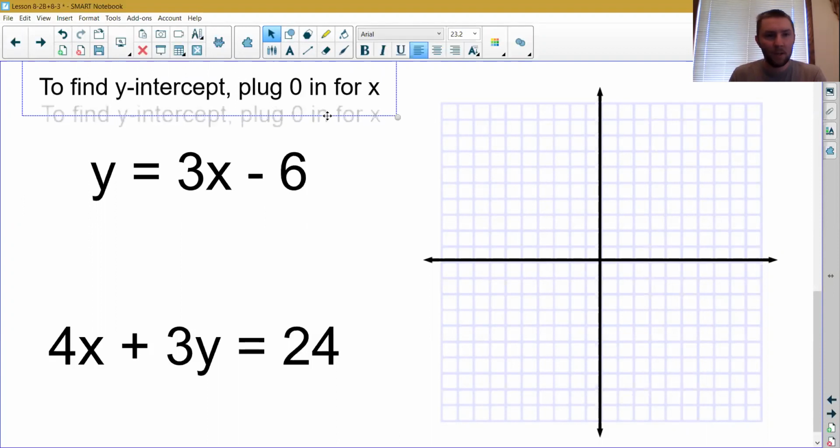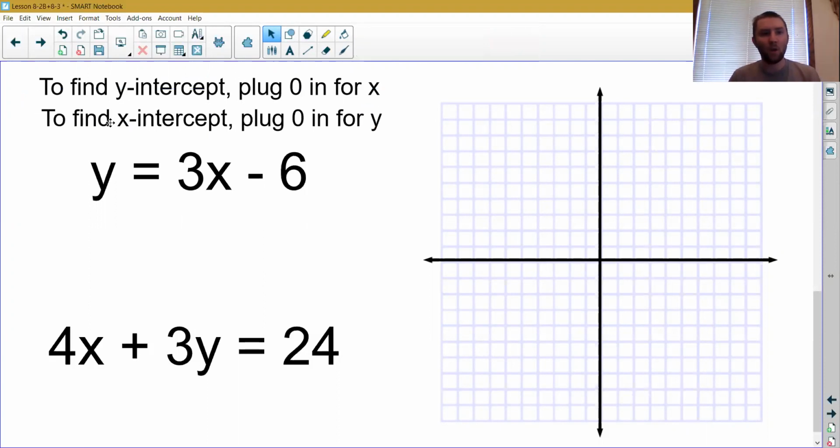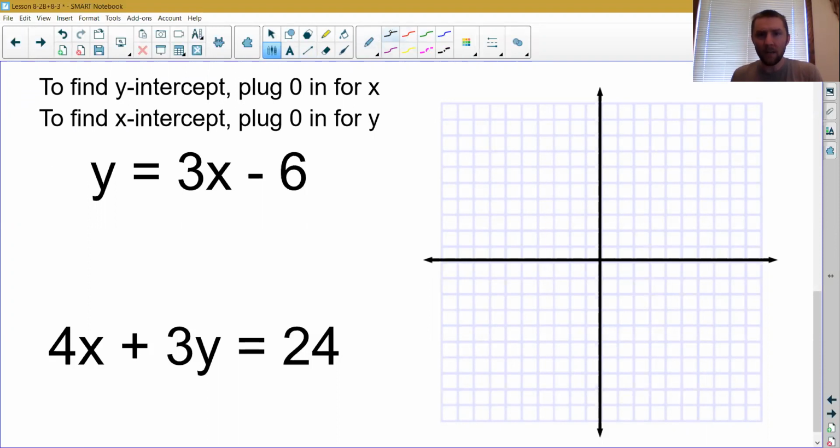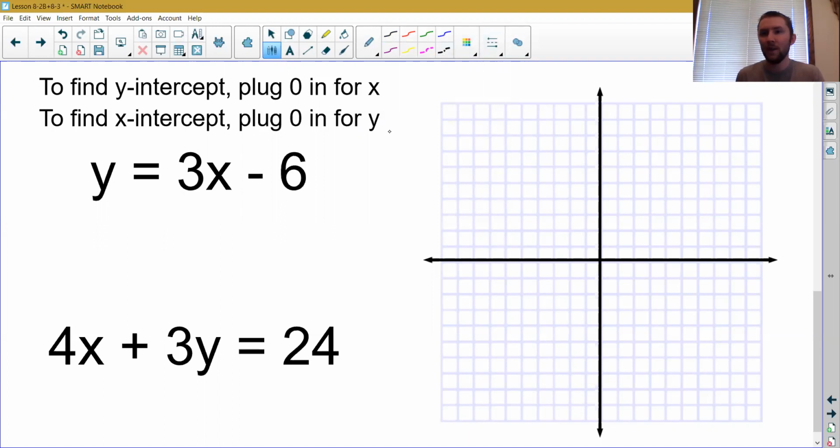And then similarly, to find the x-intercept, we will just plug 0 in for y. Because when we cross over the x-axis, the y value at any of these points where we cross must be 0. So we find the intercepts by simply plugging 0 into the equation for each variable and then solving for the other variable, getting it all by itself.